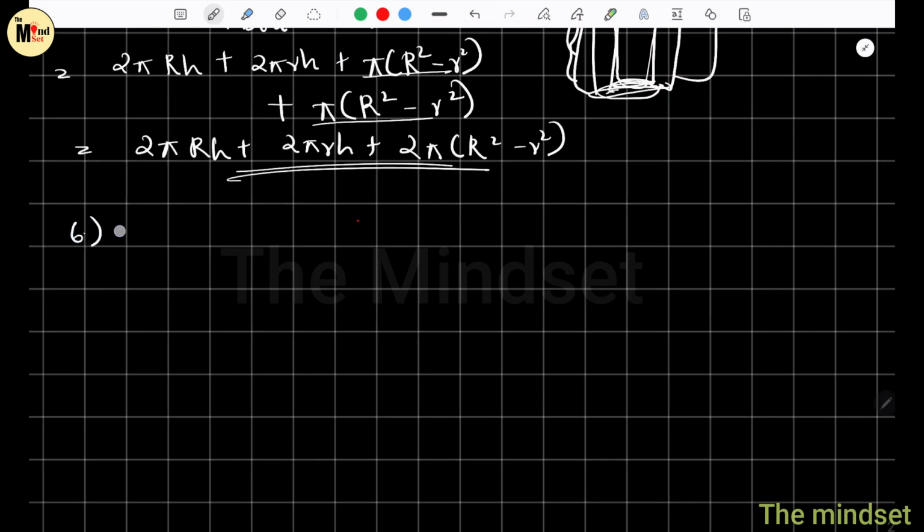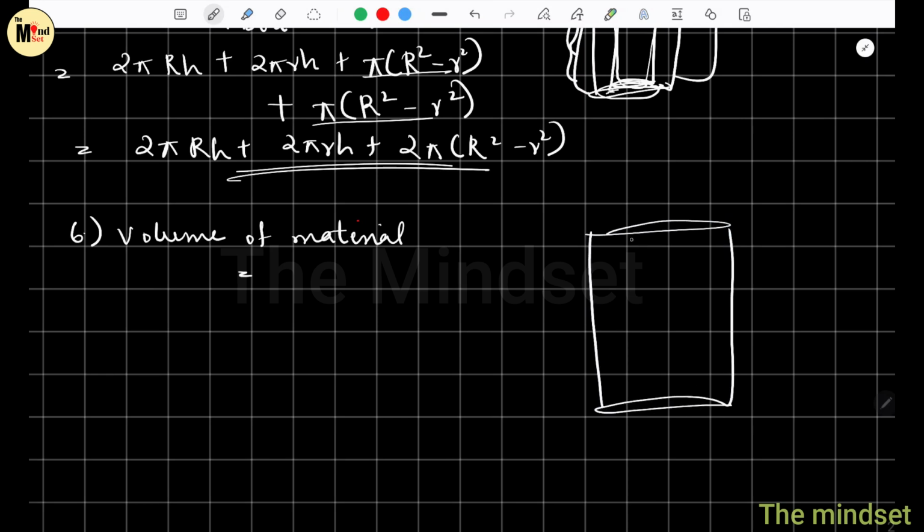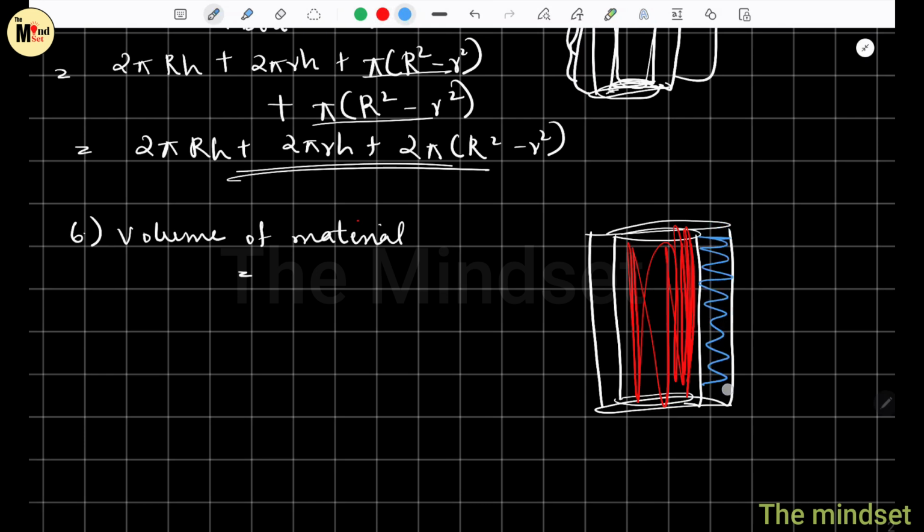Okay, so last thing we have to find is volume of material. For this we will again draw the hollow cylinder. So they are asking how much space the volume of cylinder is taking. So this much area is empty. We know this much area is empty. So there we can't count this. Only the volume occupied by the cylinder is only this much portion. Only this much portion is being occupied.